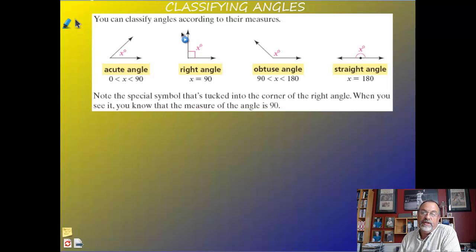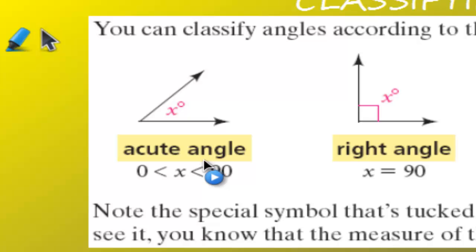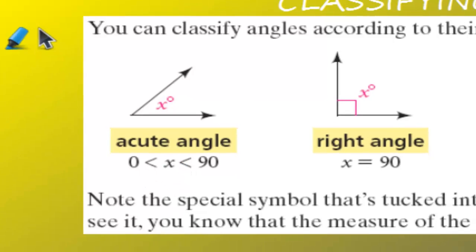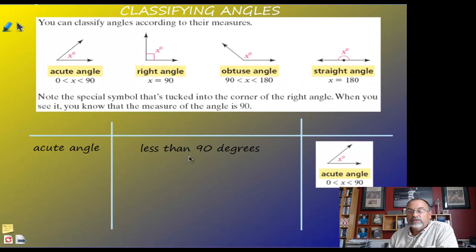There are 4 different names that we're going to look at. The first one is what we call an acute angle. An acute angle is any angle whose measure is between 0 and 90. Notice x here, which is the measure of the angle, is between 0 and 90. So an acute angle is any angle that's less than 90 degrees, but also greater than 0. That would be an acute angle.